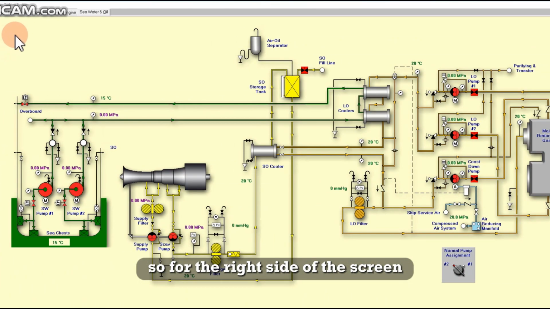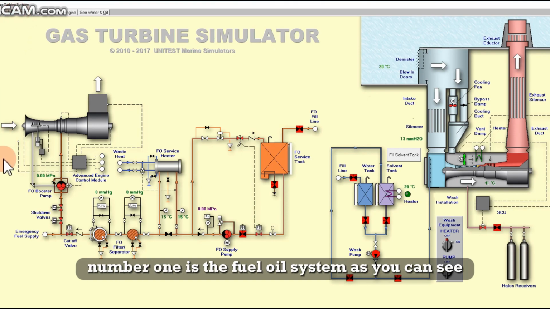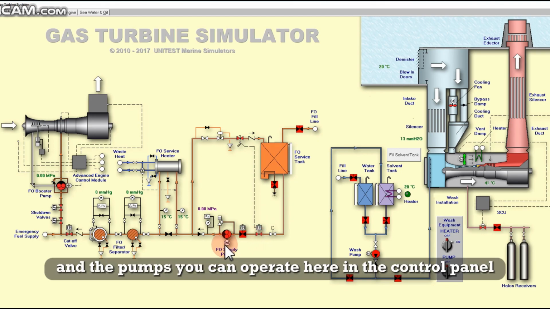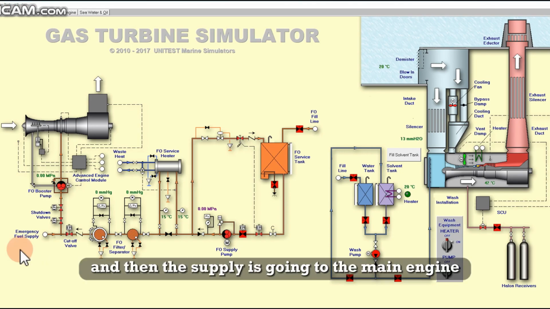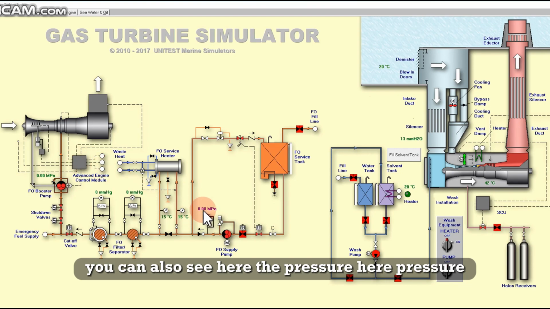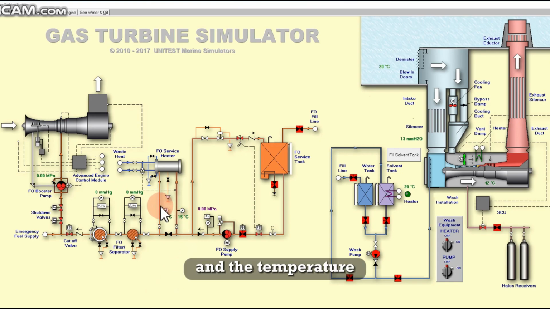For the right side of the screen, we have here 6 systems. As I have said earlier, we have 6 systems to be prepared prior to starting. Number 1 is the fuel oil system. As you can see, we have the fuel oil tank, the valves, pumps, and the pumps you can operate here in the control panel. And then the supply is going to the main engine. You can also see here the pressure and the temperature.